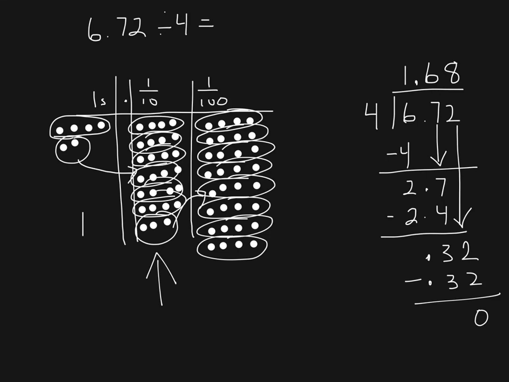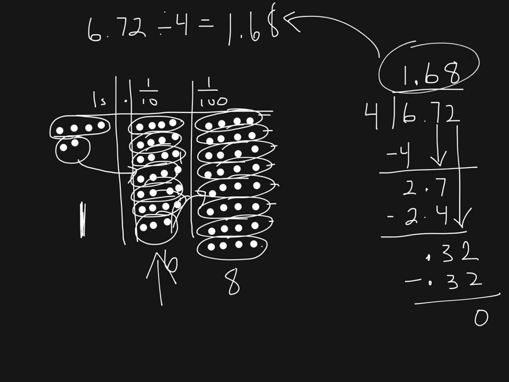So my answer, either way, I had one whole group. Over here in the place value chart, I had one whole group and the 2 had to be carried over, and then I had 1, 2, 3, 4, 5, 6 groups of 4, and I had the 3 that had to be carried over, and then I ended up with 1, 2, 3, 4, 5, 6, 7, 8 groups of 4 in the hundredths place. And I also had 1 and 68 hundredths as my answer when I use the standard algorithm. They match, I know I'm right.